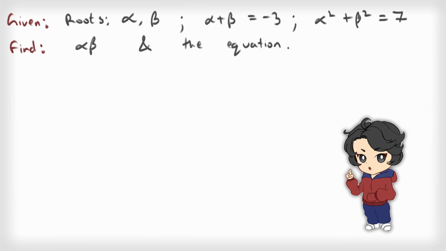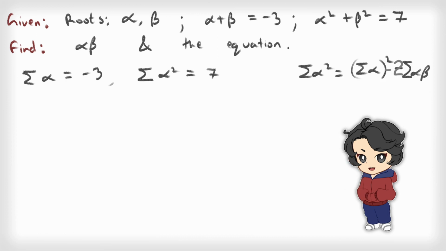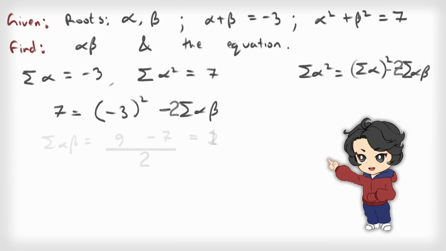Now first things first, since it's given that alpha plus beta is -3, we can rewrite this as sum of alpha equals -3, and the same thing goes for alpha squared plus beta squared, which is sum of alpha squared equals 7. Now remember our original formula. Sum of alpha squared equals sum of alpha whole squared minus 2 sum of alpha beta, which means we can substitute these values into this formula, thus giving us 7 equals -3 whole squared minus 2 sum of alpha beta. Evaluating further, we end up with the answer of 1.